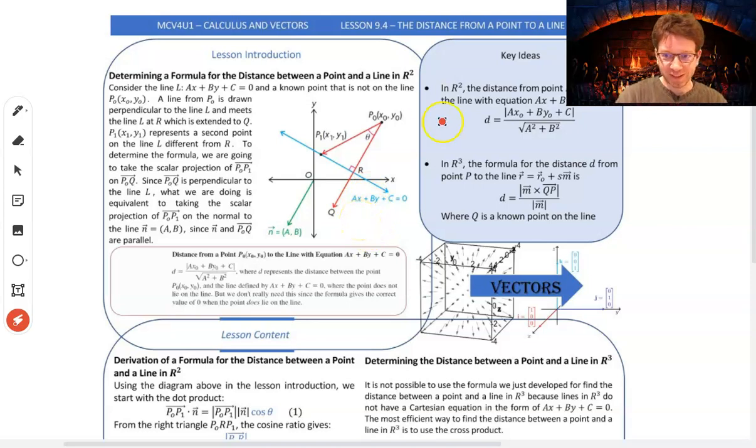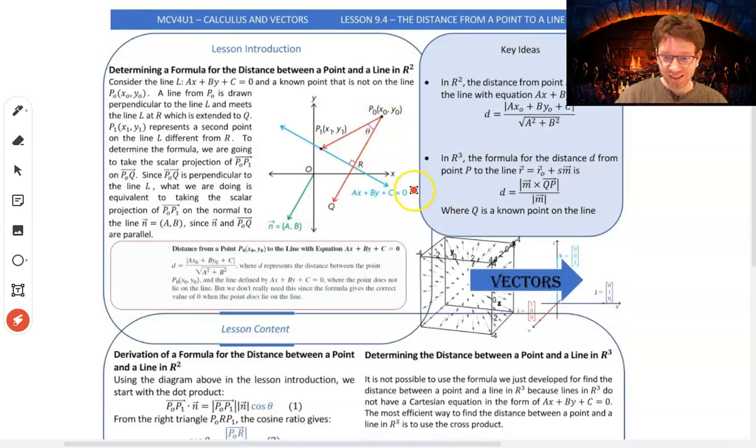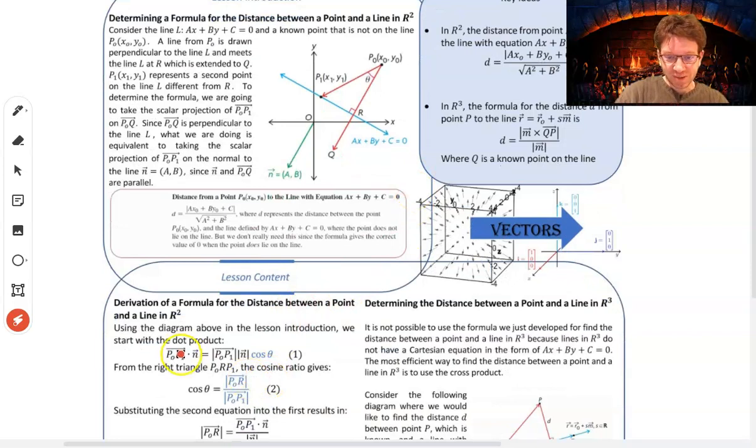So how are we going to do this? Well, technically what we want to do is figure out this distance here. That's the closest distance to the line. So we're going to start with the dot product. So we have P naught P1, so this here, dot the normal, which is parallel to this here, equals the magnitude of this times the magnitude of the normal times the cos of that angle.